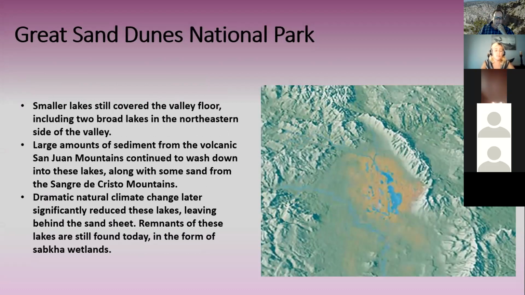There were still smaller lakes on the valley floor, however, and large amounts of sediments from the volcanic San Juan Mountains continued to wash down into these lakes, along with some sand from the Sangre de Cristo Mountains. Dramatic natural climate change later significantly reduced these lakes, leaving behind a sand sheet. Remnants of these lakes are still found today in the form of Sabkha wetlands.